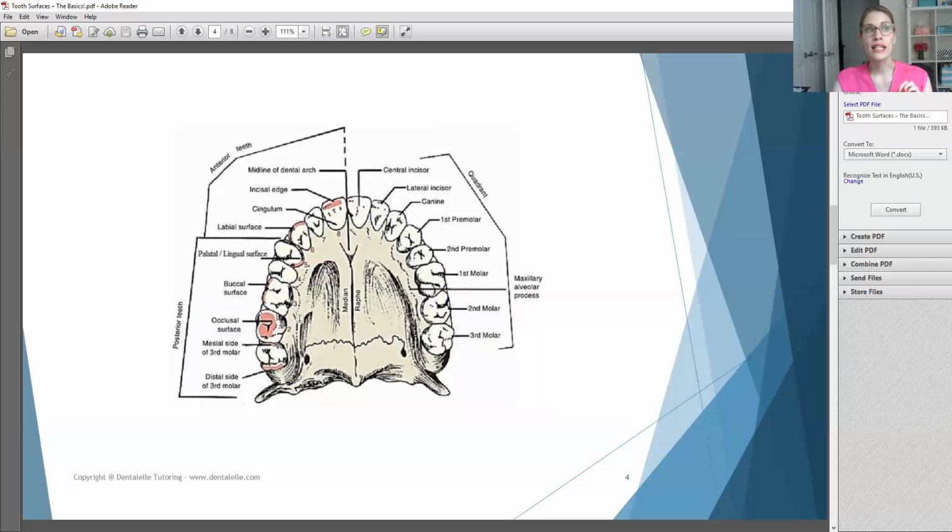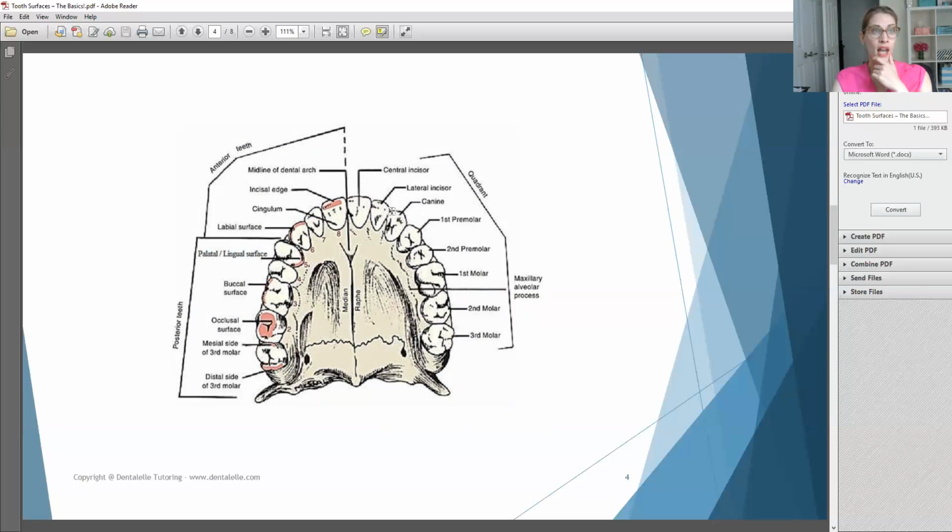Your lingual is everything, all of the surfaces on the inside. Your buccal are all of the surfaces on the outside. Specifically, if you're talking about a surface on the outside of the anteriors, that is known as either your facial or your labial surfaces from the canines on the outside.